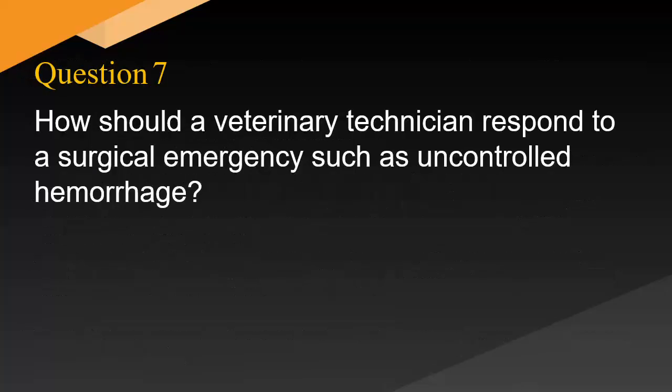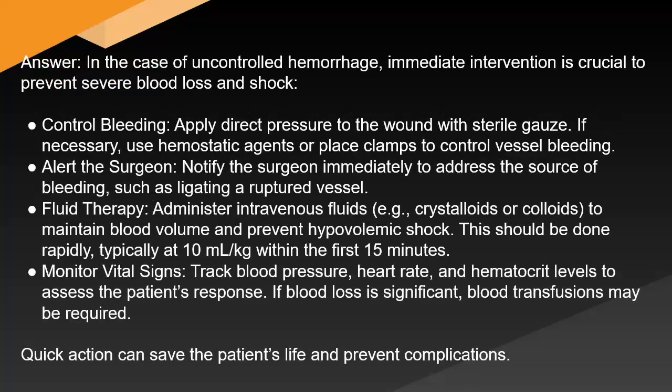How should a veterinary technician respond to surgical emergencies such as uncontrolled hemorrhage? Answer. In the case of uncontrolled hemorrhage, immediate intervention is crucial to prevent severe blood loss and shock. Control bleeding. Apply direct pressure to the wound with sterile gauze. If necessary, use hemostatic agents or place clamps to control vessel bleeding. Alert the surgeon. Notify the surgeon immediately to address the source of bleeding, such as ligating a ruptured vessel.